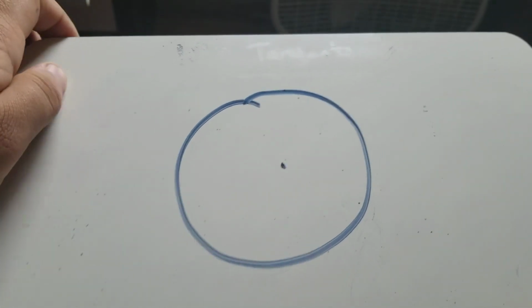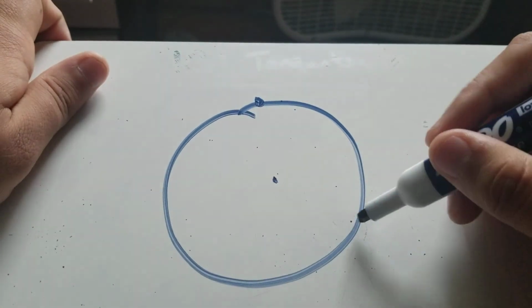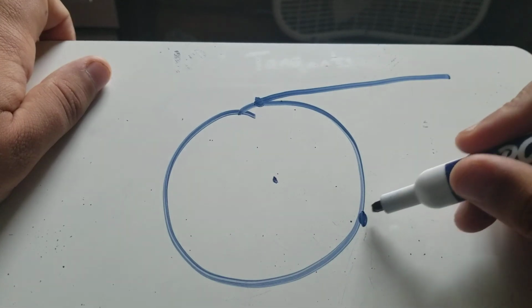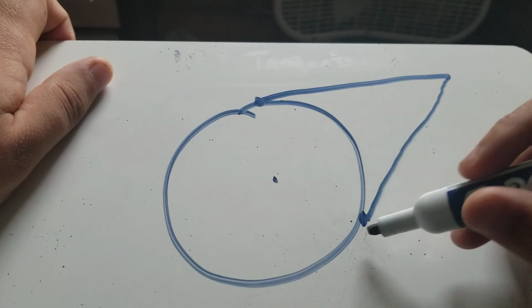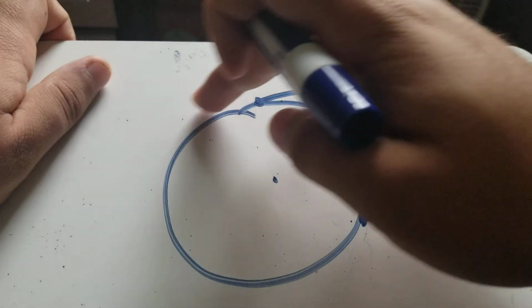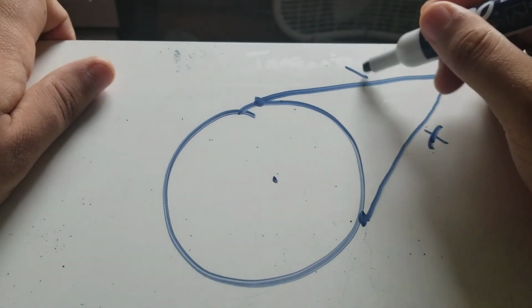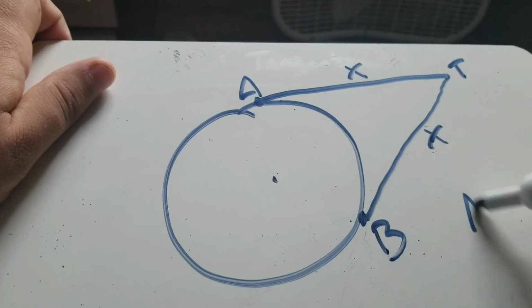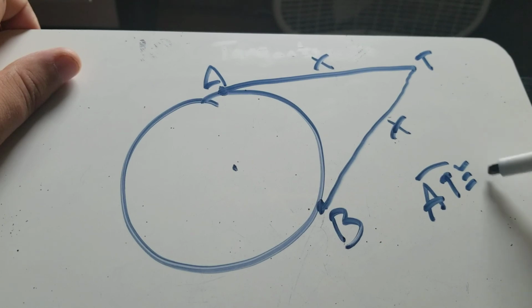All right, here's your next property. If you have two tangents coming from the same circle and they both hit the same point, so they're tangents coming from the same circle and they're both hitting the same point, then this length is going to be equal to this length. Let me put some letters though. So AT is going to be congruent to BT.